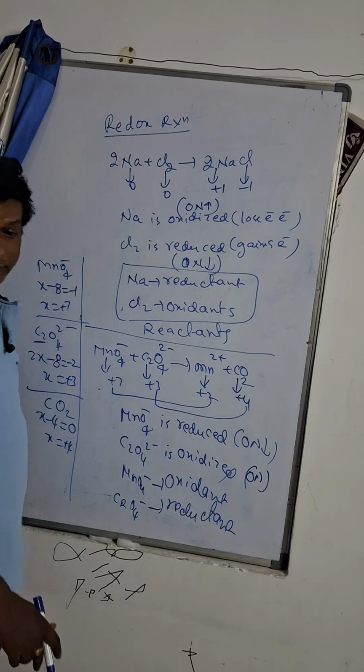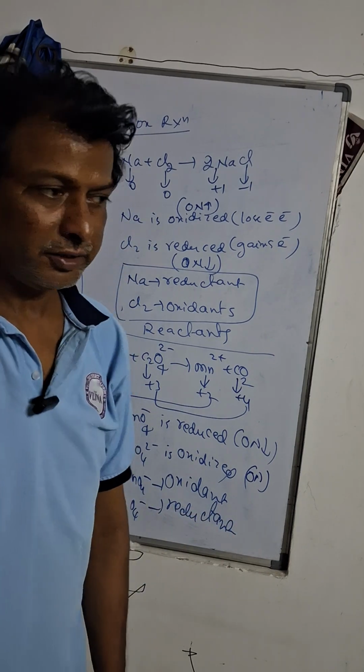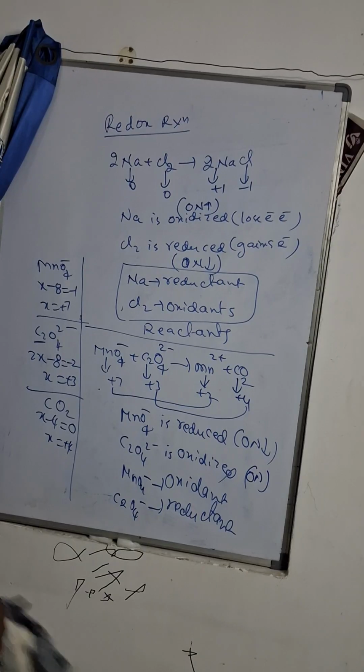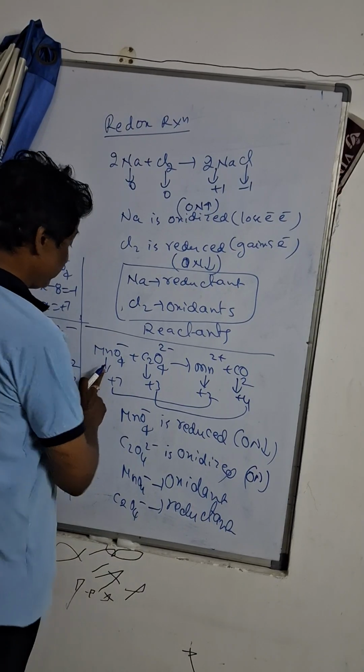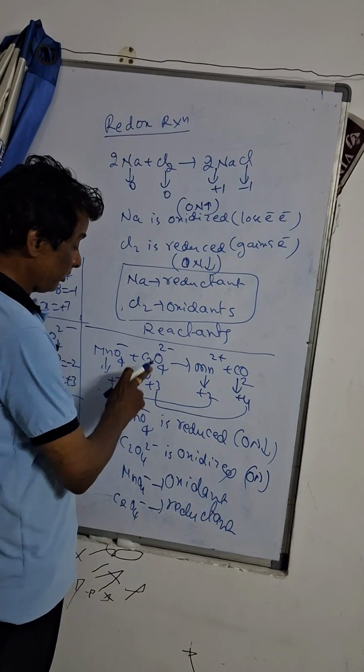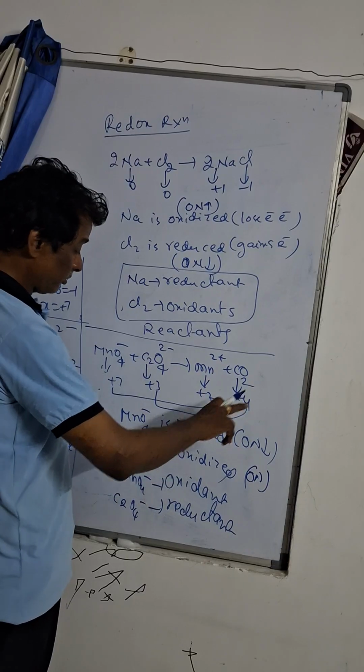Okay, so they ask in examination: oxidant, reductant, oxidized, reduced. Okay, permanganate is the oxidant, it is reduced. Oxalate is the reductant, it is oxidized.